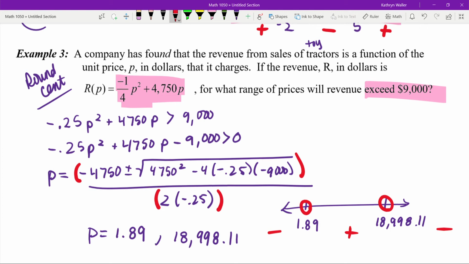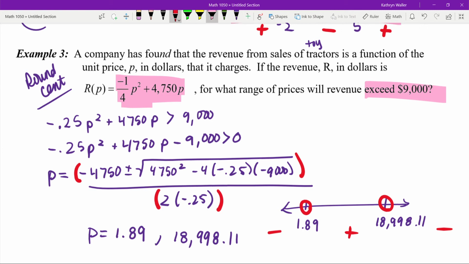Let's test. To the left of the 1.89 is a 0. Everybody go 0, store, enter. Then go negative 0.25, membar, enter, x squared, plus 4750, membar, enter, minus 9,000, enter, and I got a negative. In the middle of that, I'm going to do a 2. 2, store, enter, up, enter, I got a positive. To the right of 18,000, I'm going to do 20,000, store, enter, up, enter, and I got a negative.